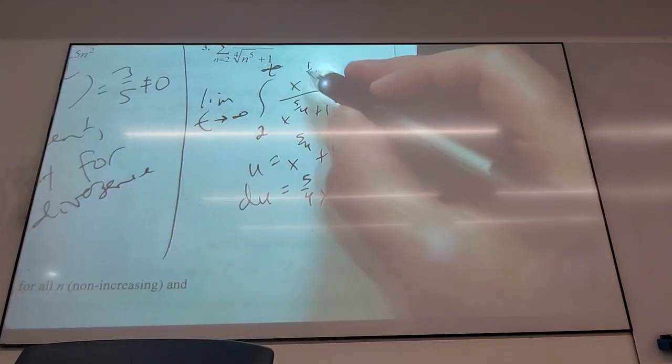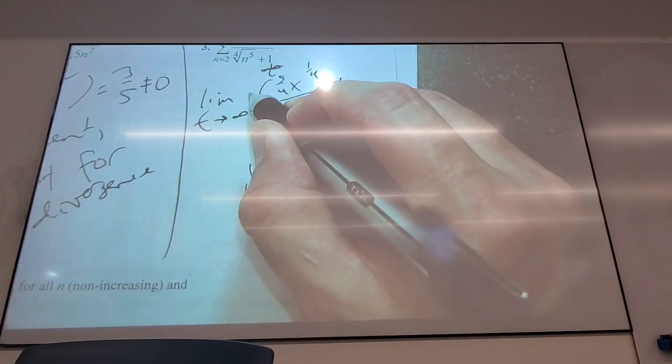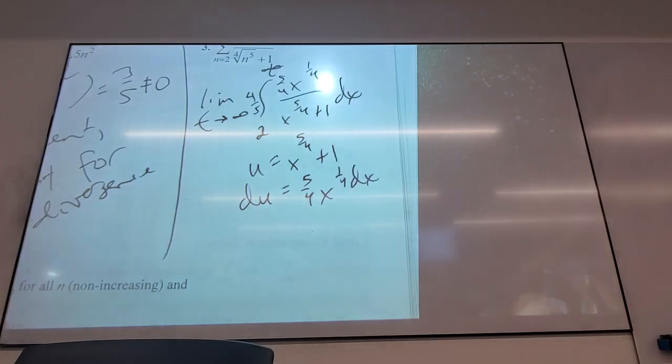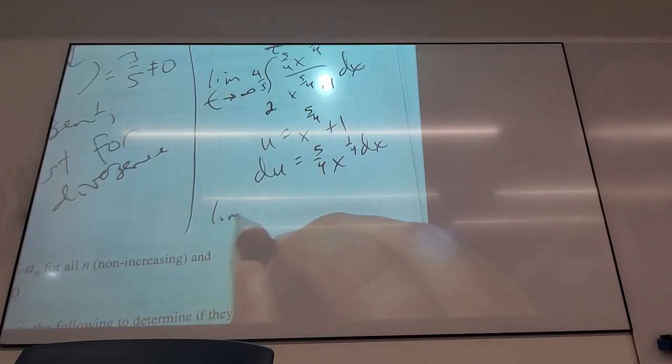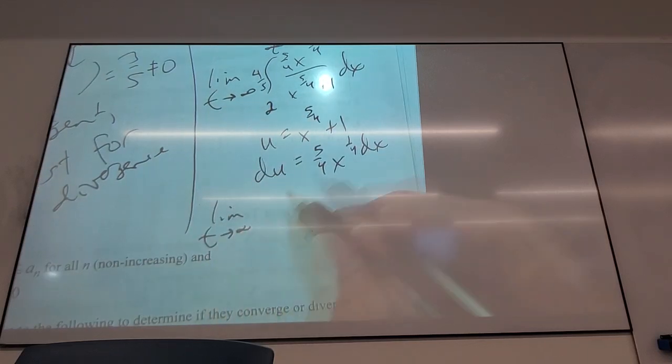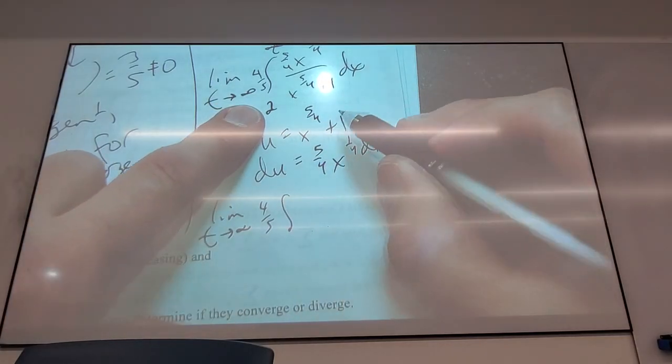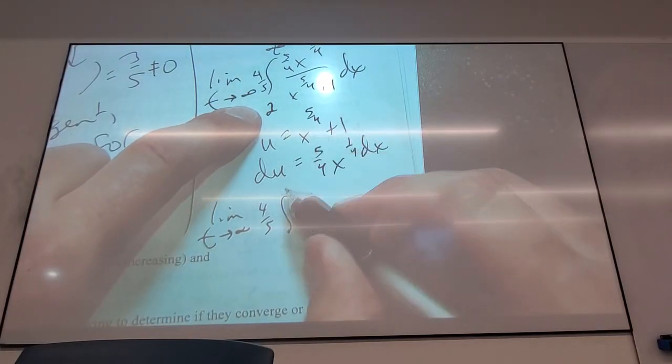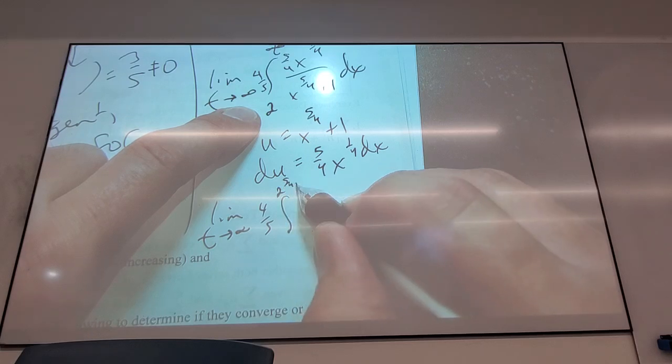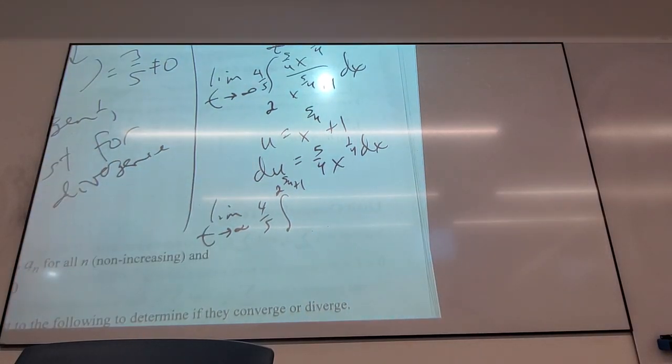Yeah, I need to put a 5/4 here, which means outside I need to put a 4/5, so that I just did nothing. Yes? Go, Jeff. So now I get the limit as t goes to infinity of 4/5 integral. When x is 2, u is 2 to the 5/4 plus 1, which doesn't really matter.